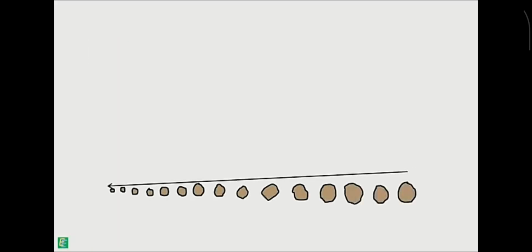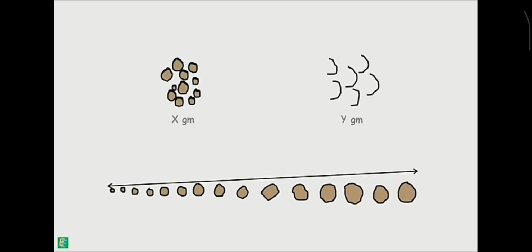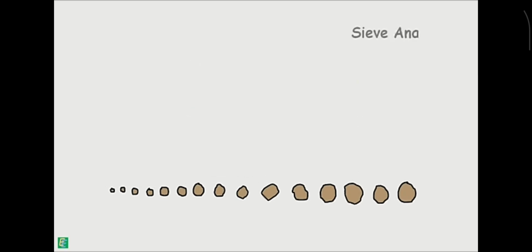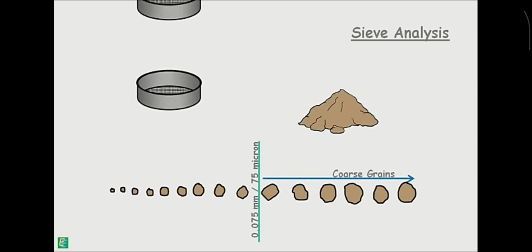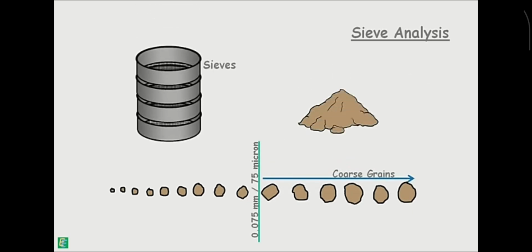Sieve analysis is the method of particle size analysis, using which we determine the amount of particles of different sizes present in the soil sample. Sieve analysis is done for coarse-grained soils. In this method, soil is sieved through a set of sieves.